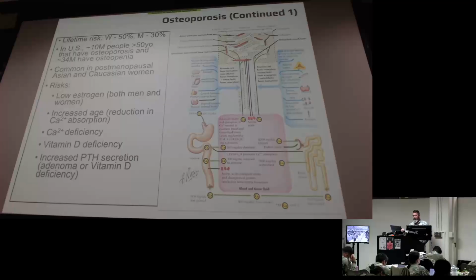And then also the increased parathyroid hormone secretion due to something like an adenoma or vitamin D deficiency, which causes that increased PTH secretion. Well, we said the parathyroid hormone is going to cause what to happen to the calcium in the bone? Be pulled out into the serum, right? So, therefore, if you have a tumor in the parathyroid gland causing the parathyroid to release too much parathyroid hormone, then you're going to leach calcium out of the bone into the blood.